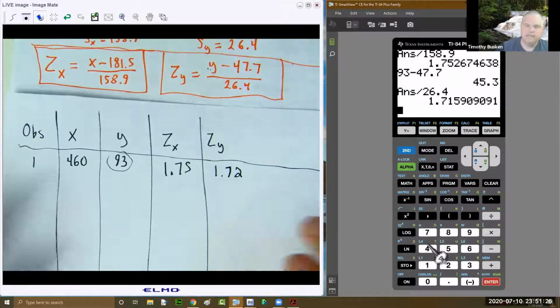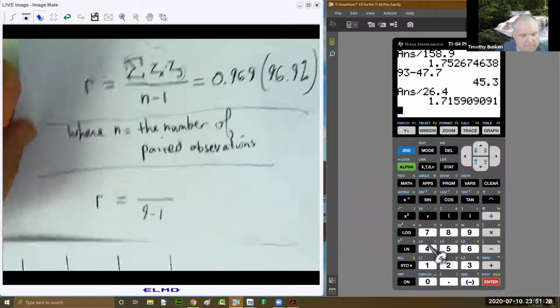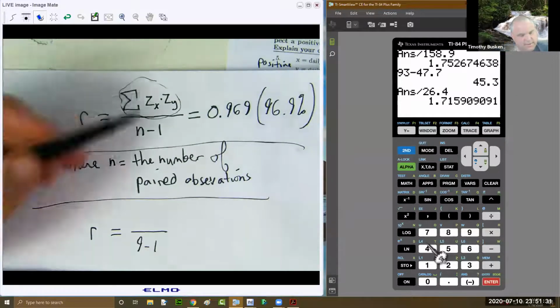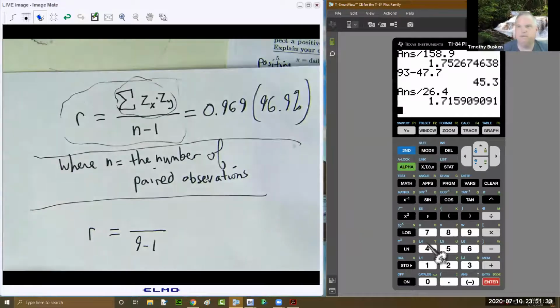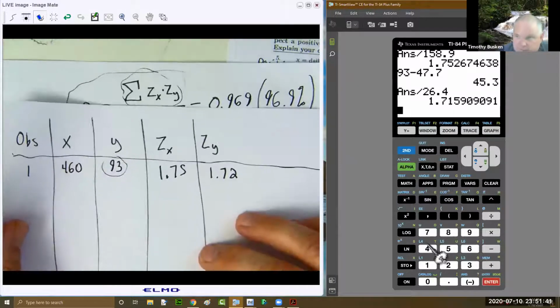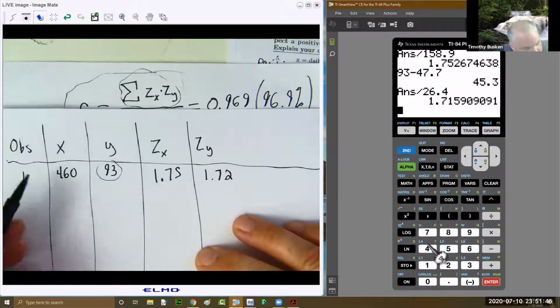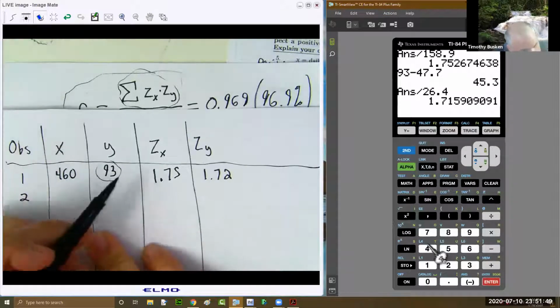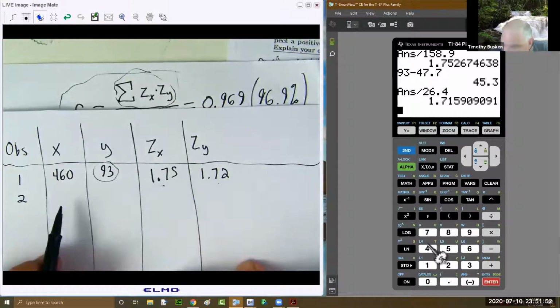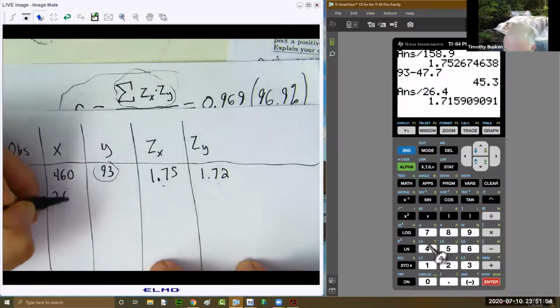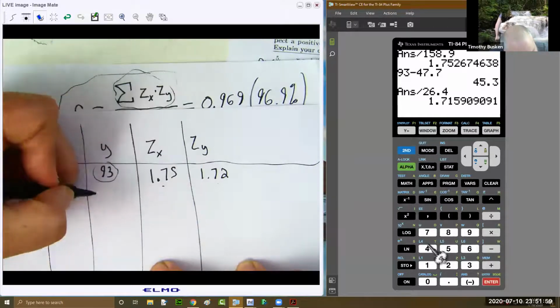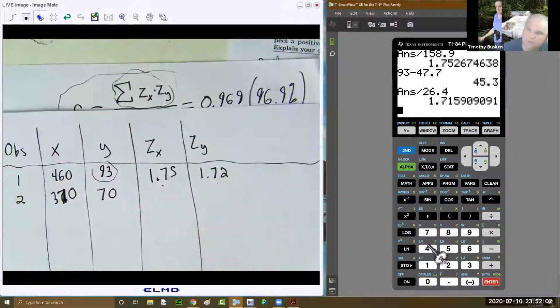Okay, if you can remember what the problem is, I'm just showing you how to calculate the value of R by hand. We already know that it's 97%. But just so you understand the formula, if I'm going to continue to find this numerator of the formula, I need to find the zx and the zy for every one of the 9 observations using the formulas for zx and zy.